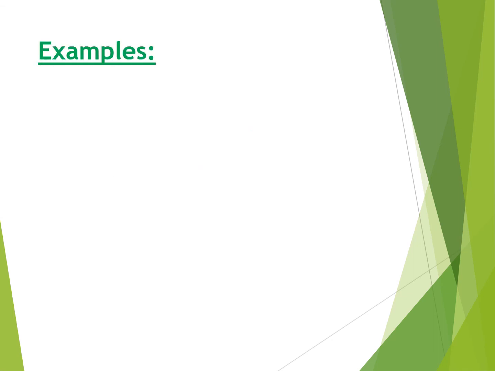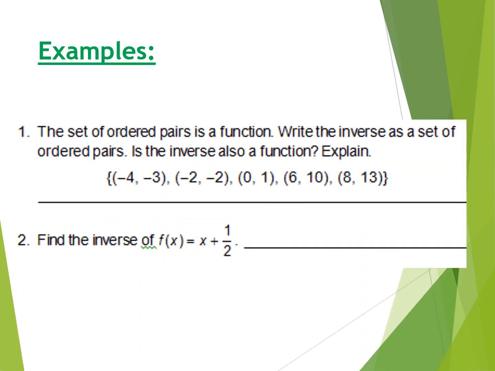Let's see this example. The set of ordered pairs is a function. Write the inverse as a set of ordered pairs. Is the inverse also a function or not? Explain. So I'll change each one of them. I'm going to flip them, flip them, flip them.